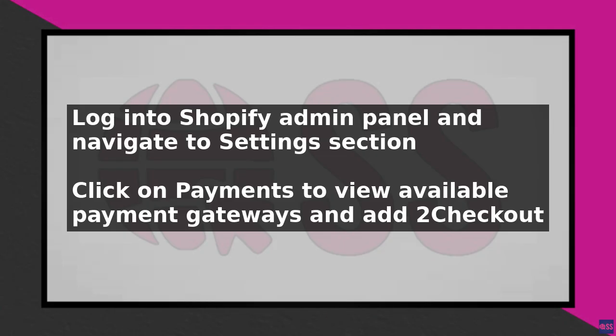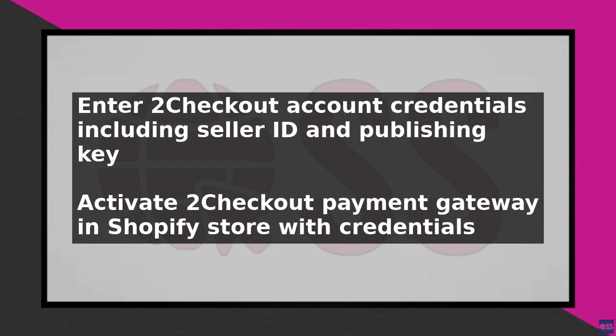You will be prompted to enter your 2Checkout account credentials, including your seller ID and publishing key. These can be found in your 2Checkout account dashboard under the Account section. Enter your credentials and click on Activate to enable the 2Checkout payment gateway in your Shopify store.